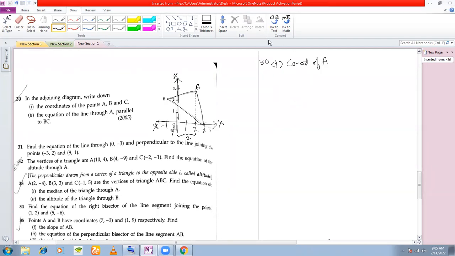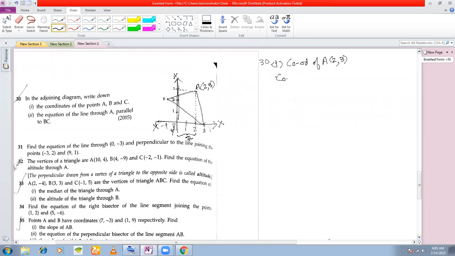The x coordinate will clearly be this 2, right? What about the y coordinate? If you see, this is at the level of 3, right? So that means the y coordinate, and that too in the positive direction, will be 3. The coordinates of A is 2, 3. Let's write it here, 2, 3.